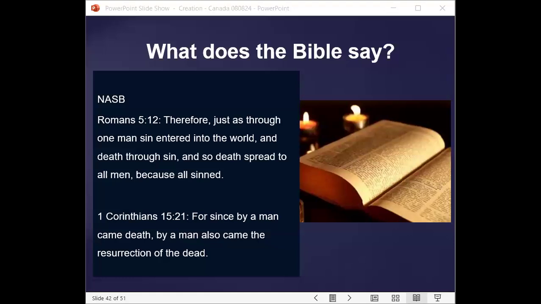Let's read a couple of verses here. Can one of you unmute and read? Please read Romans 5:12 first.